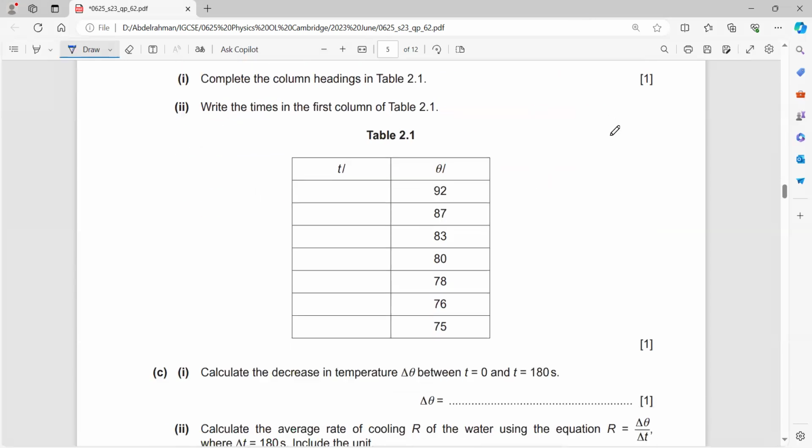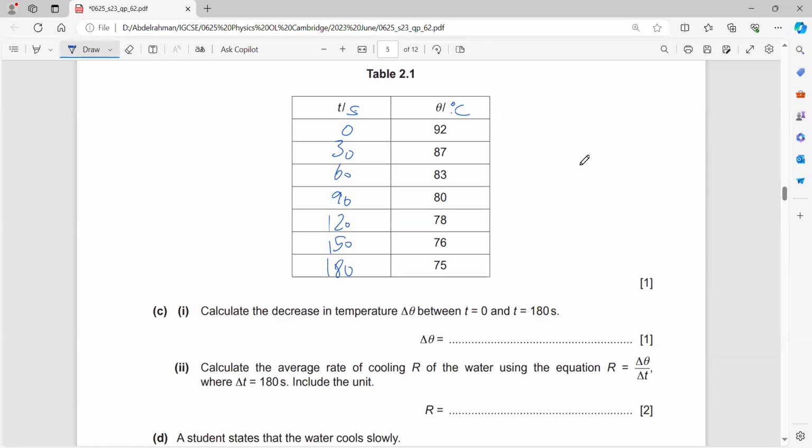Complete the column headings. First of all, how can I complete the column headings? Seconds, and degrees Celsius. What about the column of t? 0, 30, 60, 90, 120, 150, 180, 210. Okay, that's enough, it's only up to 180.